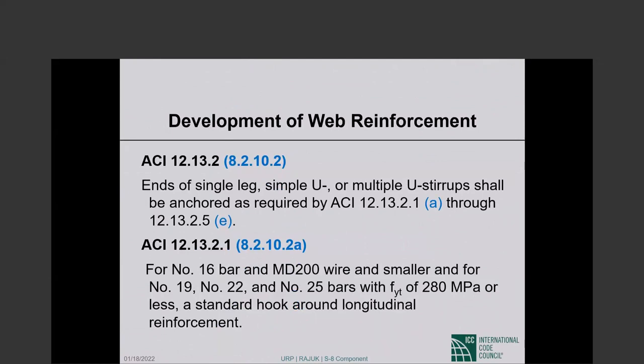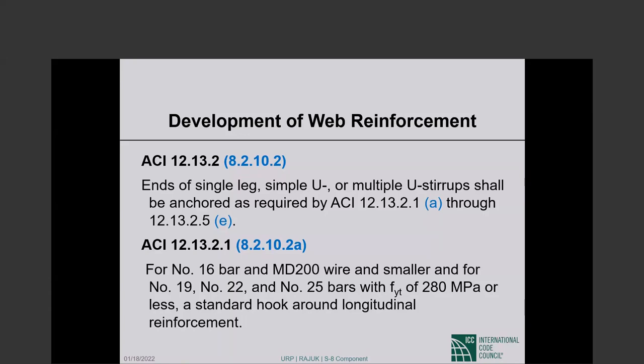Ends of single leg, simple U, or multiple U stirrups shall be anchored as required by the section, .1 through .5. The BNBC numbering is A through E. So ends of single leg, simple U, or multiple U stirrups shall be anchored as required by 12.13.2.1, 2.2, 2.3, 2.4, or 2.5. Five different ways of anchoring.